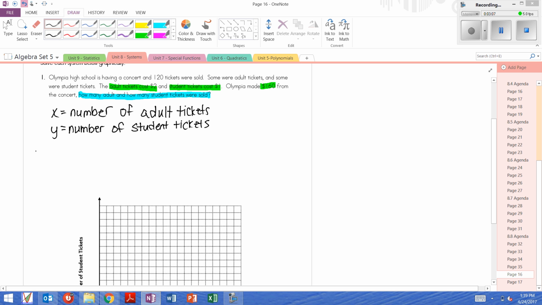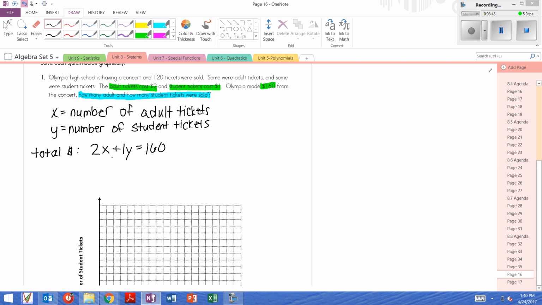And let's label this: total money. Okay, reading into it, it says the adult tickets cost $2. So that would mean 2 times my adult tickets, X. And with that, student tickets are $1, so 1Y. And the school made $160. So if I add my student tickets, my Y value, and my adult tickets, my X value, of course with their actual ticket costs associated with them, I now have my equation.